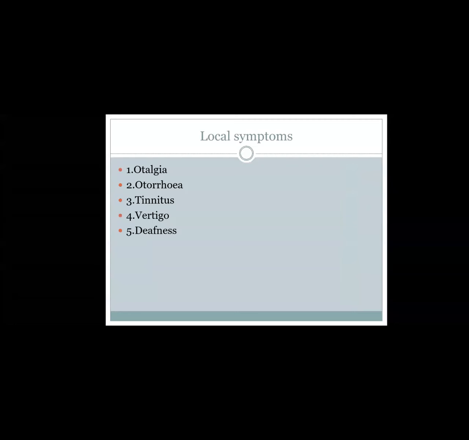Any person who comes with an ear problem will either have pain, that is otalgia. Otorrhea is a discharge, and tinnitus is the ringing sound. Vertigo is a sensation of movement, either of yourself or of the surroundings, and the other common one is deafness. So all these 5 symptoms are the ones which are common.